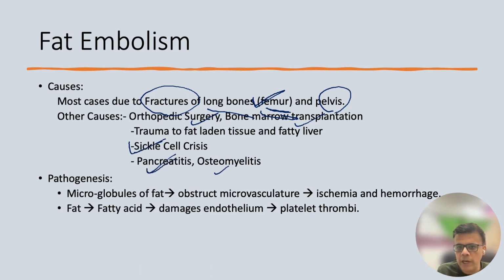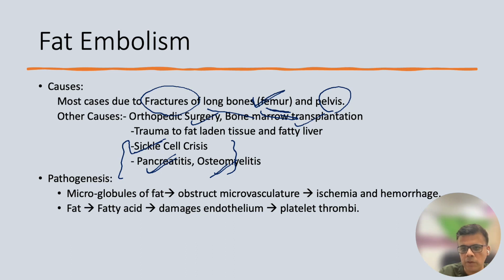And fat embolism can also be seen in non-traumatic cases like sickle cell crisis, pancreatitis, and osteomyelitis. In non-traumatic cases, it is postulated that because of increased inflammation, there is increased cytokine, and increased cytokine causes release of fatty acids and chylomicron, and there is activation of lipase, which forms emboli that circulate in the bloodstream. That is the postulate.